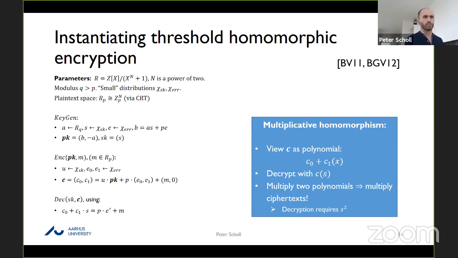So now you get a degree 2 polynomial instead of degree 1 polynomials, with the caveat that now the decryption procedure additionally requires knowledge of S squared. So in this key generation setup, we're actually going to require additive shares of S as well as additive shares of S squared if we want to do distributed decryption.